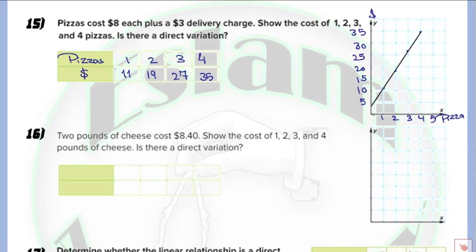But this straight line is not passing through the origin point. Once we have a straight line not passing through the origin point, it means this relation is non-proportional. Once we have a non-proportional relation, it means this relation is not a direct variation. To be a direct variation, it must be proportional. The graph is proportional if we have a straight line passing through the origin point. That's all about direct variation.